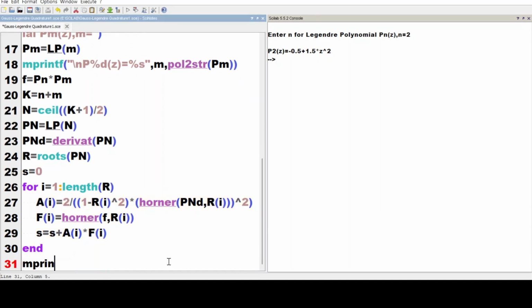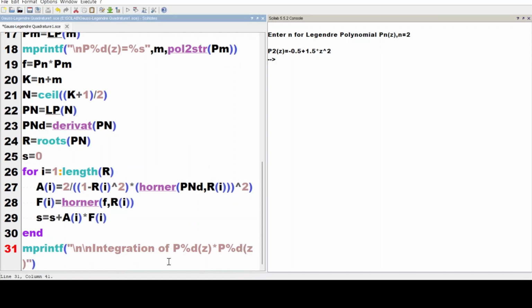Now we write mprintf backslash n, integration of P percentage d z P percentage d z in the limit -1 to +1 is backslash n percentage f, comma n, comma m, comma s.